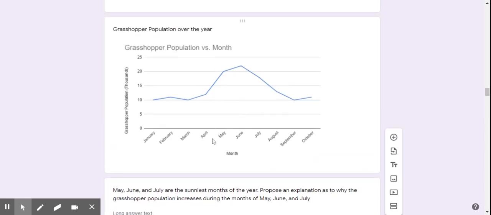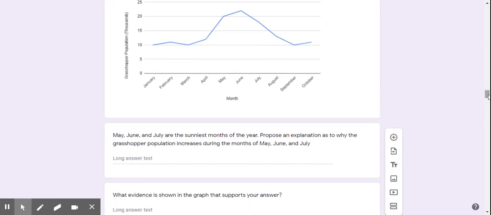So a proper answer, or a correct answer that I would give for this would be, during May, the population jumped up to 20. During June, it jumped up to around 22. And during July, it was still at around 18. All these numbers are about twice of what the normal population size is for the grasshoppers. And I know that population size is dependent on food. The more food there is, the more population you'll have.